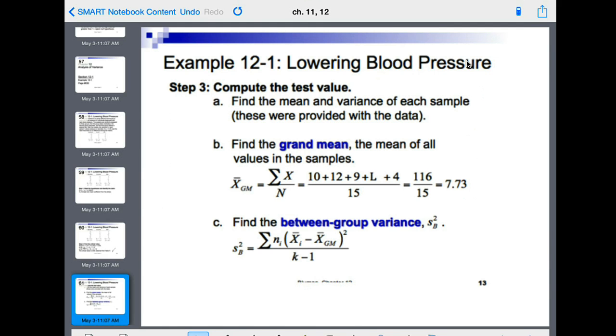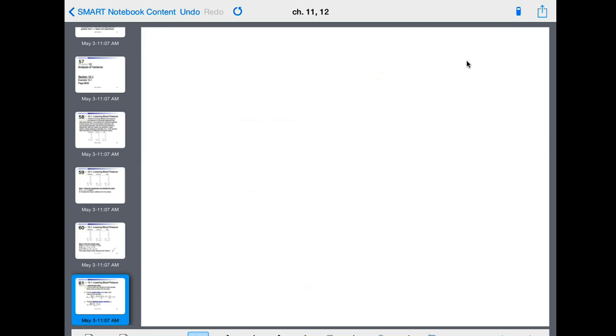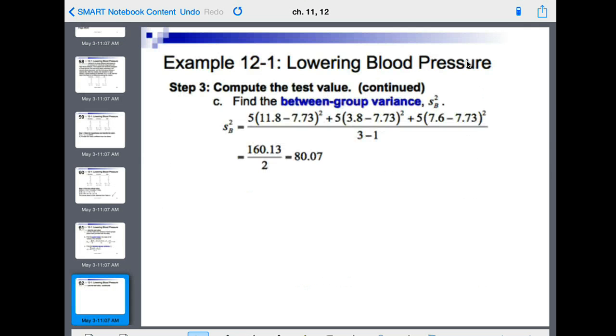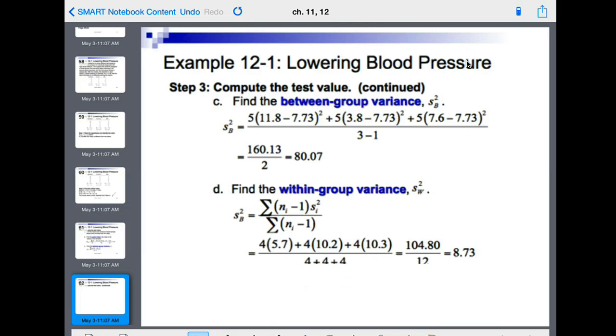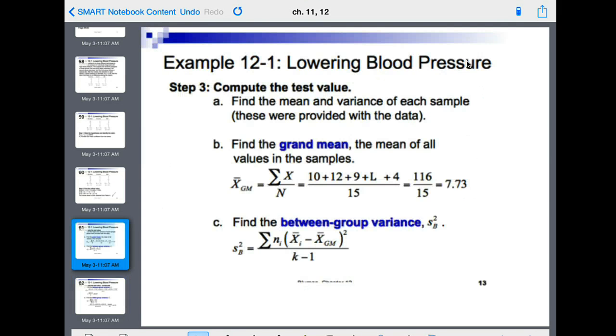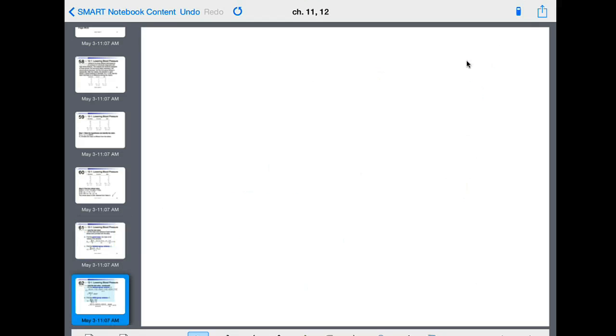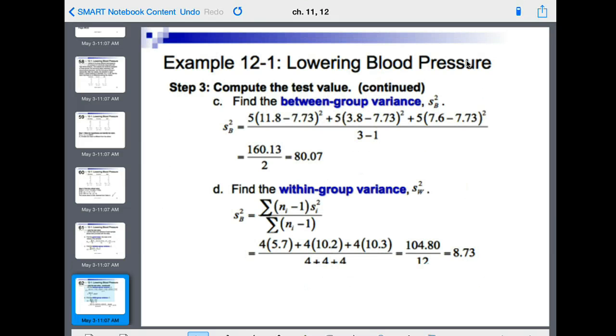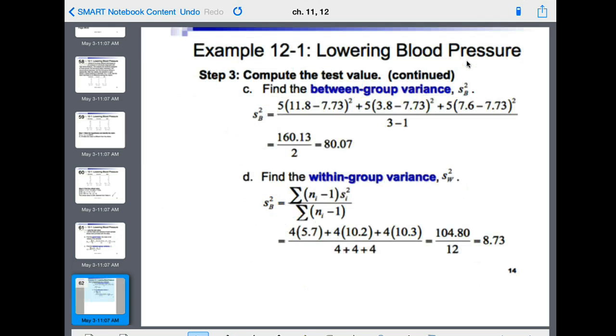Now we're going to compute the between group variance. The between group variance is a formula. I'm going to go back here for a second. It says the sum of ni times (x bar i minus x bar grand mean) squared, divided by k minus 1. So on here, we're going to have 5 times (11.8 minus 7.73), our formula, plus this, plus that, divided by k minus 1, which is 2. So our between group variance is 80.07.